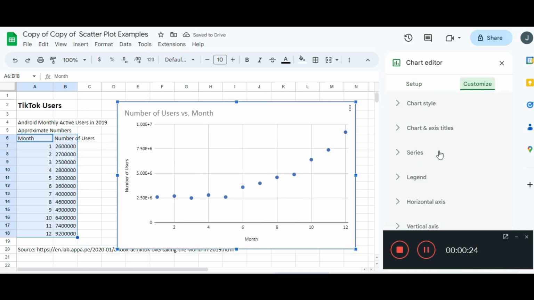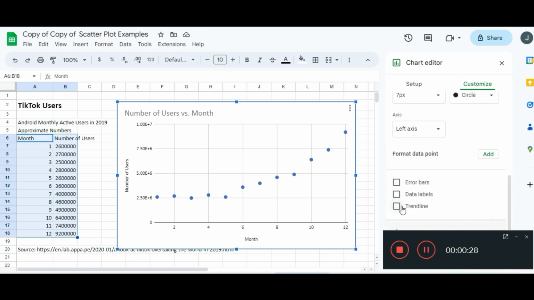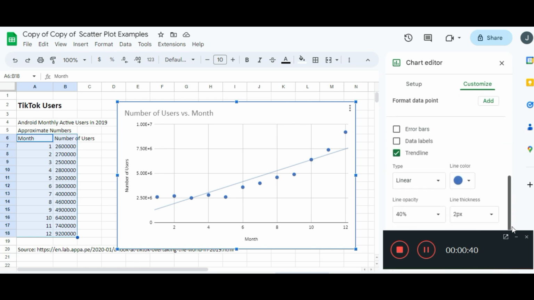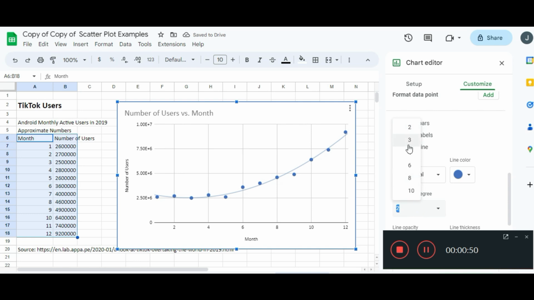We go to customize, we go to series, we go to trend line, and you get a line of best fit, but it's fairly obvious that it's not going to be a good line of best fit. And so what I can do is change it from linear to exponential or polynomial, and I can even change the degree of the polynomial, so what kind of exponent I want.